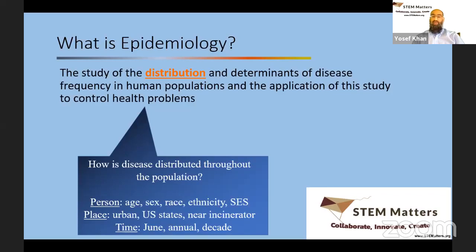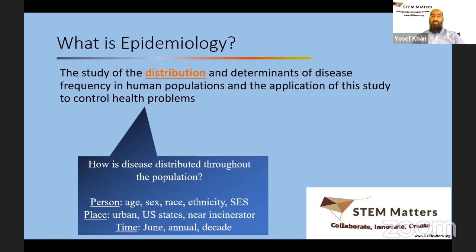Is it distributed in a certain type of people? Does that mean by age? That individuals older than 65 are more prone or susceptible to a disease? Or maybe it's that individuals less than 18, or youths, are more susceptible to a disease. Perhaps gender or sex, that men or women are more susceptible to a certain disease. Or race or ethnicity, socioeconomic status as well.